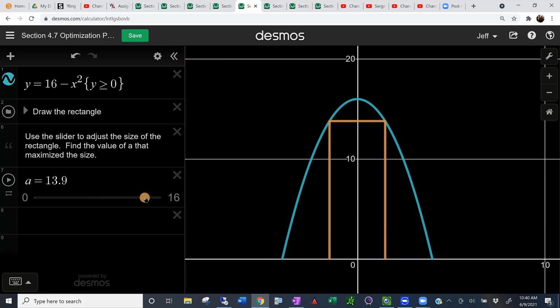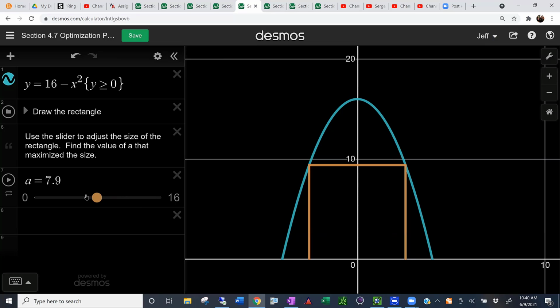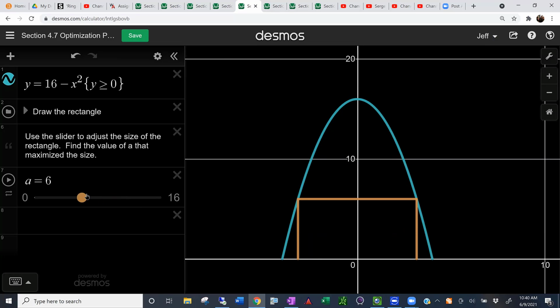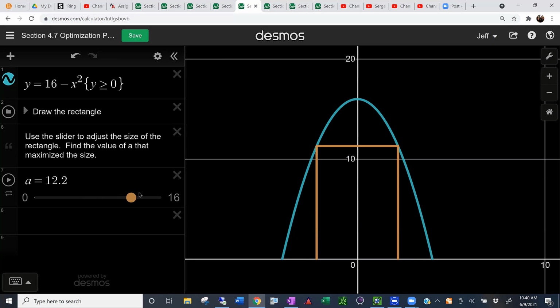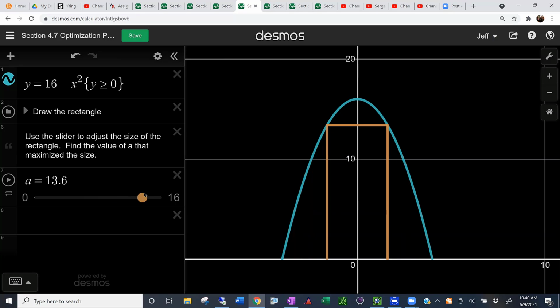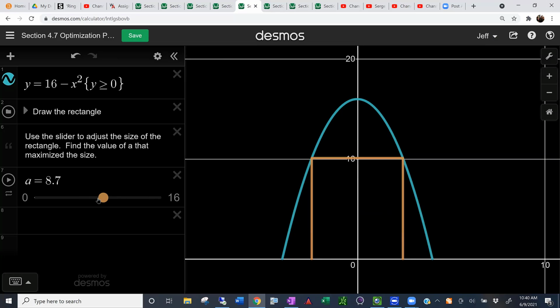But overall, what do you think the goal is going to be? You've seen a couple of these types of problems so far today. What do you think the goal is in deciding the dimensions of this rectangle? Find the biggest area of the rectangle. You got it. Find the maximum area.